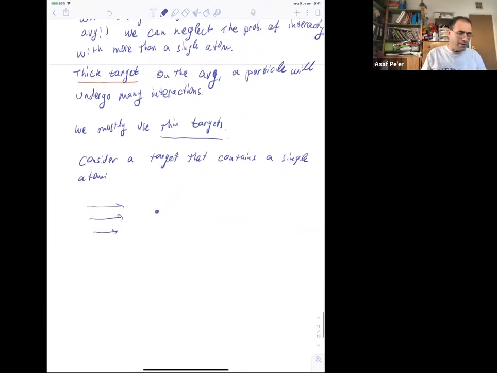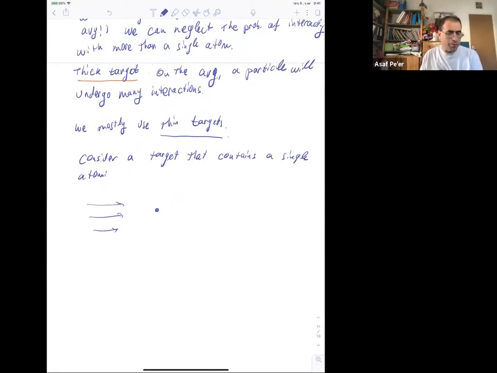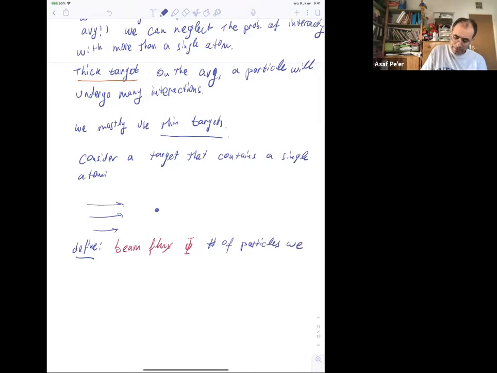So we define the beam flux as the number of particles that we send to the target per unit time, per unit area. So the beam flux, denoted by phi, is the number of particles we send to the target per unit time, per unit area. This is number per centimeter squared per second.